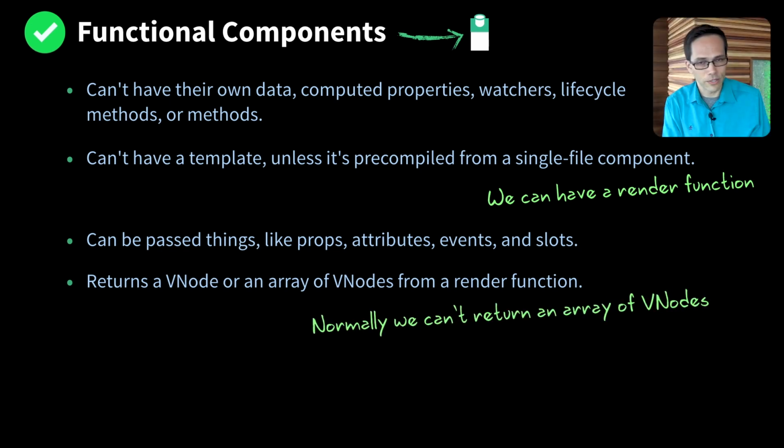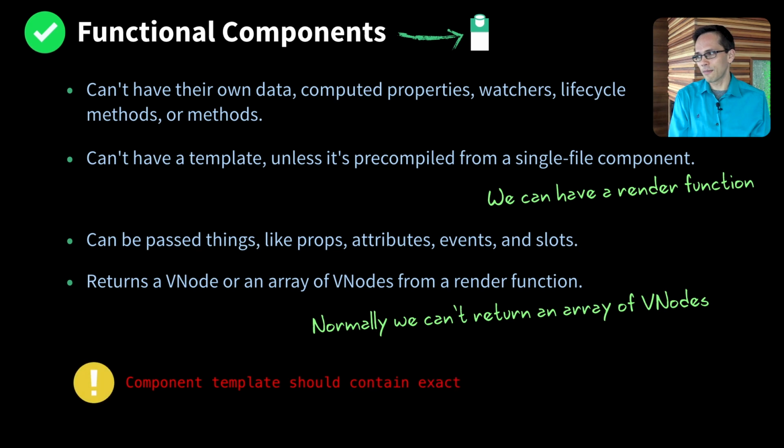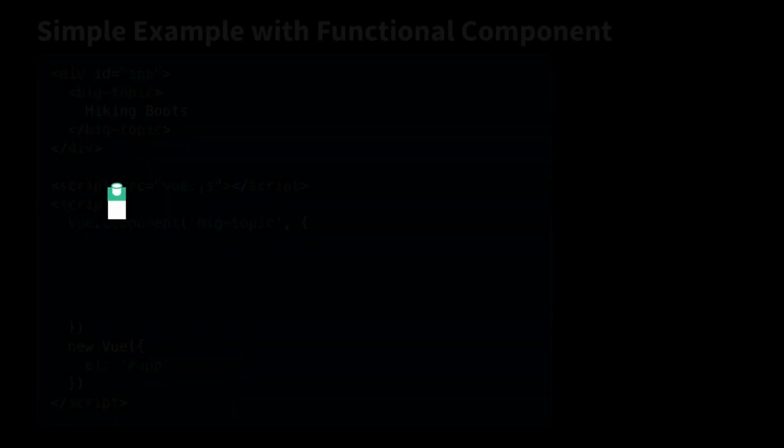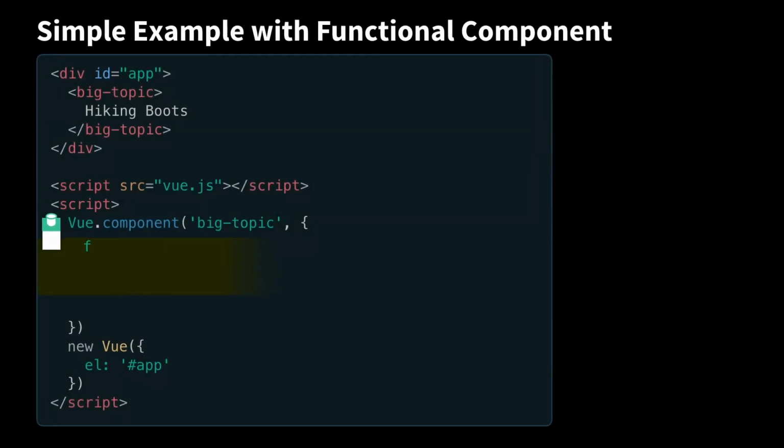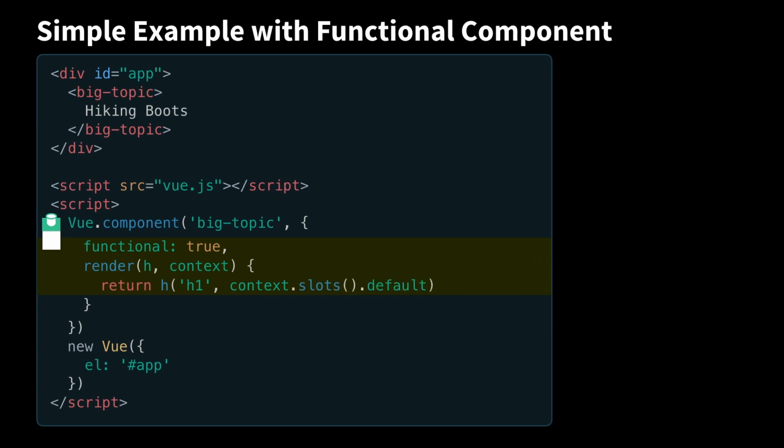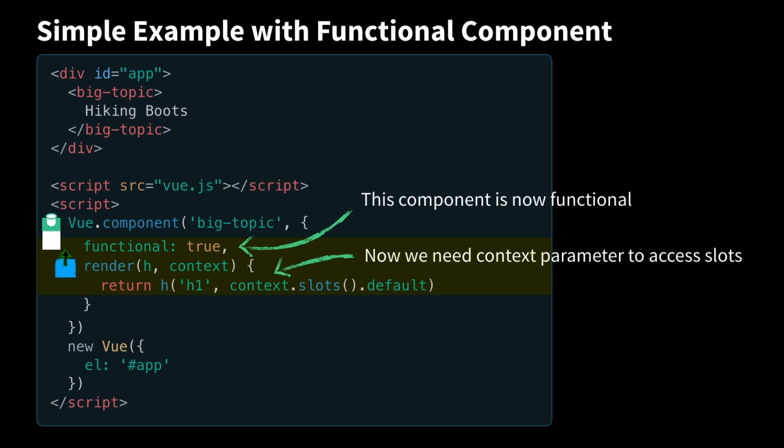See, normally we can't return an array of vnodes. You might be used to this error message, and then you just wrap everything in a div. Well, if we use a functional component, we can have a render function which returns an array of nodes, not just one root element. Back in our original example, if we want to make this a functional component, we just send in that option like you see here. That's all there is to it. You might notice we have a new context parameter, which we have to use to access things like slots. This also gives us access to props, children, data, parent, and listeners.